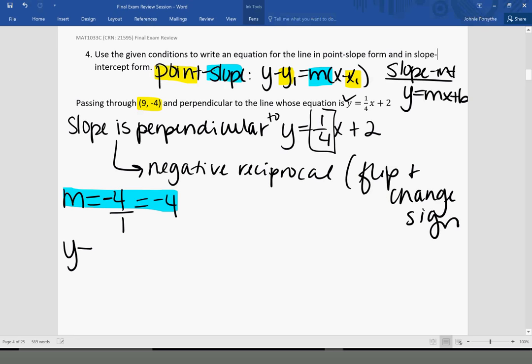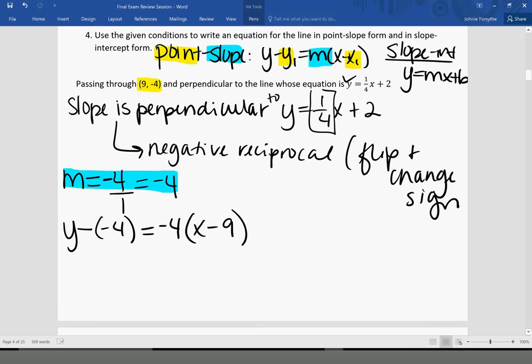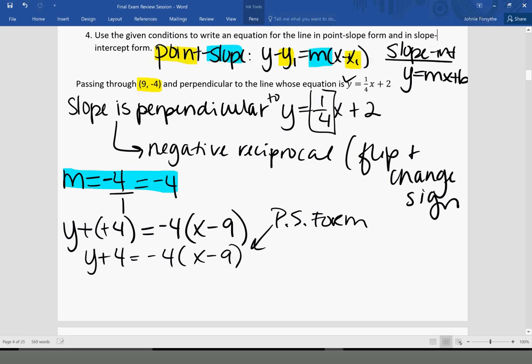So y minus negative 4 equals m. The m we want to use is negative 4, times x minus x1, the x coordinate of the point that was given to us, which is 9. Now y minus negative 4, add the opposites, that's y plus 4 equals negative 4 times (x minus 9). So this is point slope form. To write it in slope-intercept form, let's just continue and multiply and see what we get.